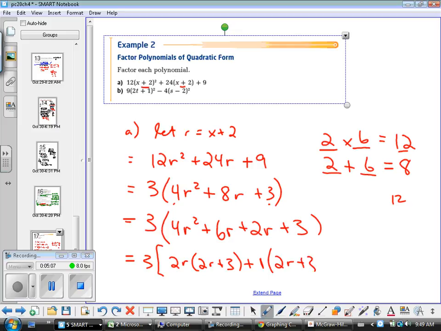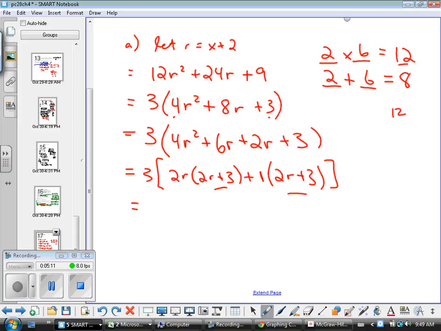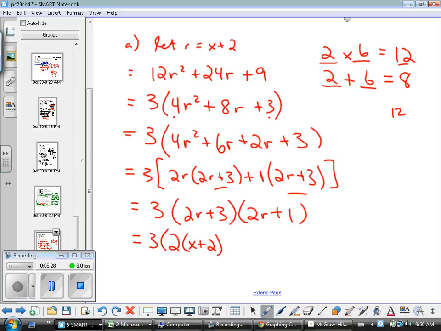If you've done this properly, these will always be the same. So 3, and then when you take that 2r plus 3 out of there, you are left with 2r plus 1. Now I'm not done because my original question had an x in, not an r. So I have to substitute that back in. So that's 2 times x plus 2, plus 3, and 2 times x plus 2, plus 1.